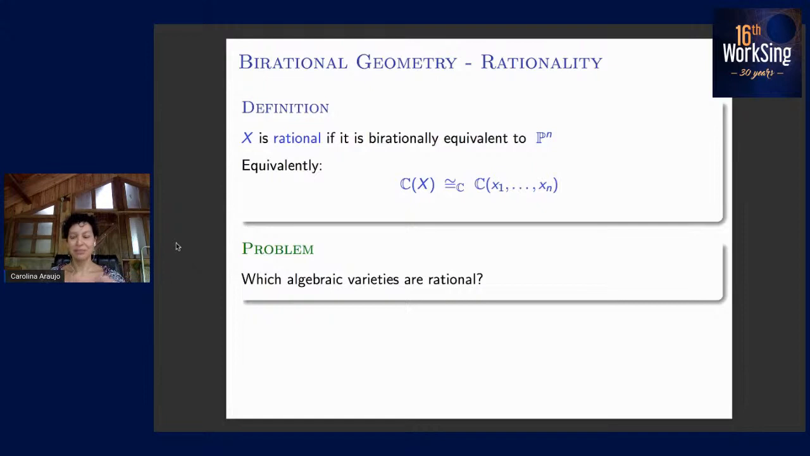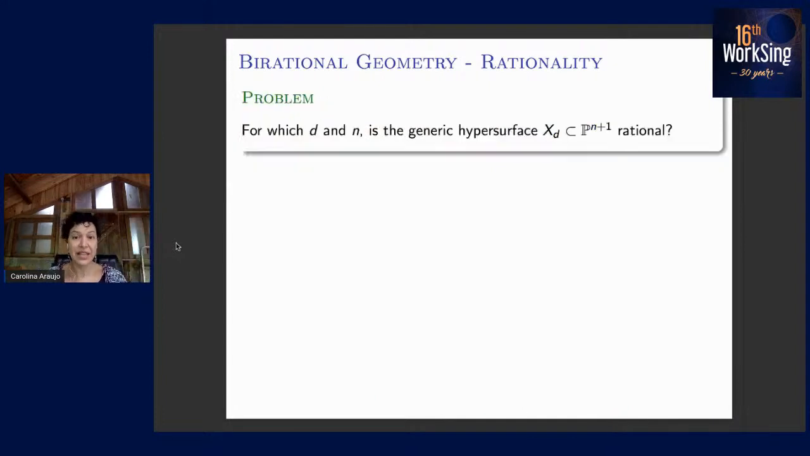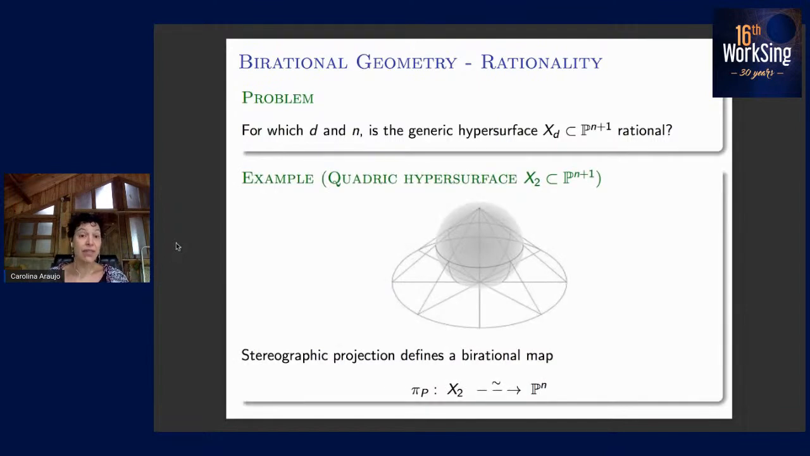And let me be even more concrete, and let me ask you the following question. Let's look at hypersurfaces. Somehow these are simplest to describe. And so we want to know for which degree d and dimension n is the generic hypersurface X_d rational. Let's look at the smallest value, d equals 2. This is very simple to answer. So this is the quadratic hypersurface in P^(n+1).